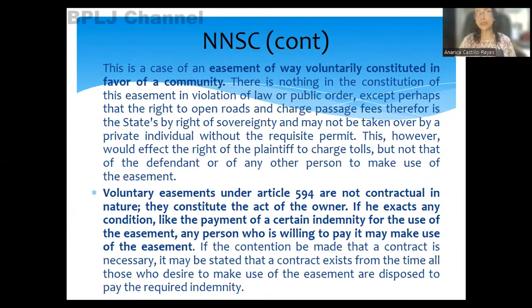Voluntary easements are not contractual in nature. They constitute the act of the owner. So if he exacts any condition, like the payment of certain indemnity for the use of the easement, any person who is willing to pay it may make use of the easement. So as long as he is willing to pay the toll, then he can use the easement. And the plaintiff cannot discriminate or screen the persons passing through the said road.